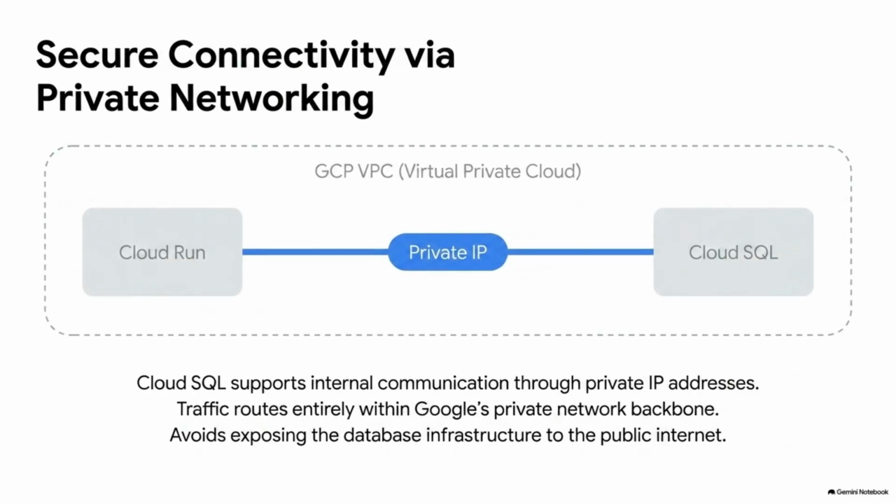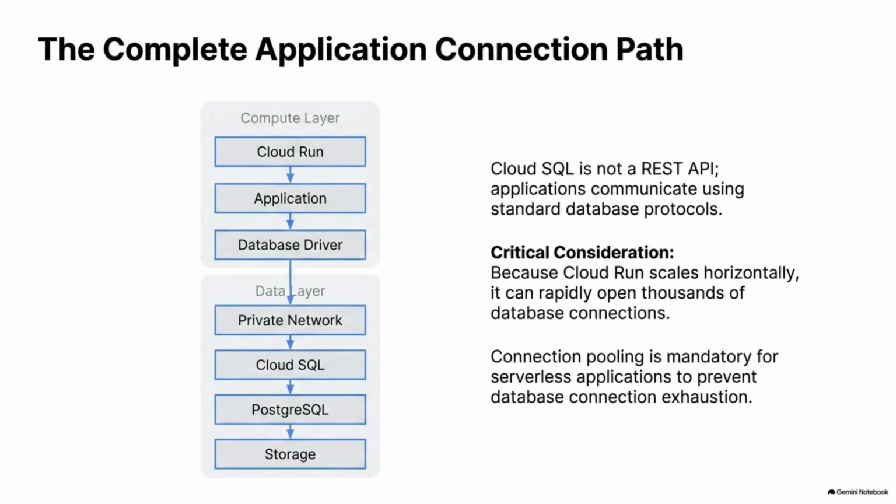Cloud SQL supports secure connectivity through private IP addresses. By routing traffic entirely within Google's private network backbone, you avoid exposing your database infrastructure to the public internet. Because serverless platforms like Cloud Run can scale horizontally and open many connections rapidly, you must use connection pooling. This is a critical step to prevent database connection exhaustion.